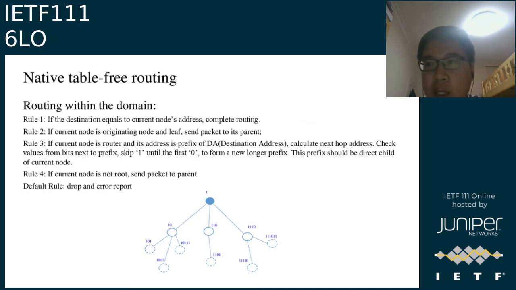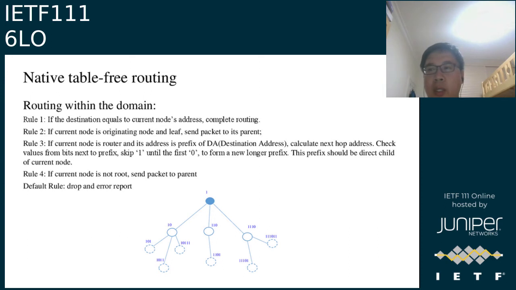So after the allocation, native table-free routing can be used. For instrument routing, we define some rules with priorities. We also give an example to explain the routing procedure.